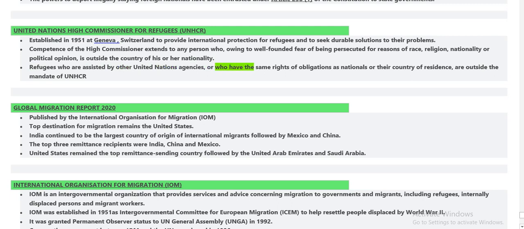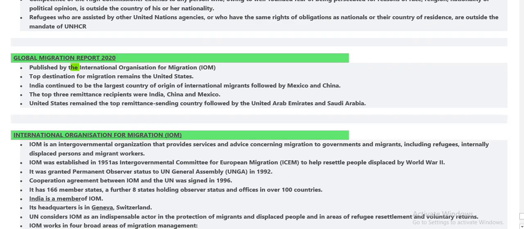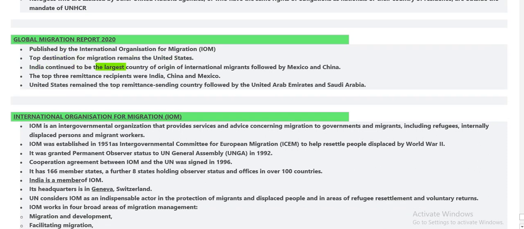The competence of the High Commissioner extends to any person who, owing to well-founded fear of being persecuted for reasons of race, religion, nationality or political opinion, is outside the country of his or her nationality. Refugees who are assisted by other United Nations agencies, or who have the same rights and obligations as nationals of their country of residence, are outside the mandate of UNHCR.